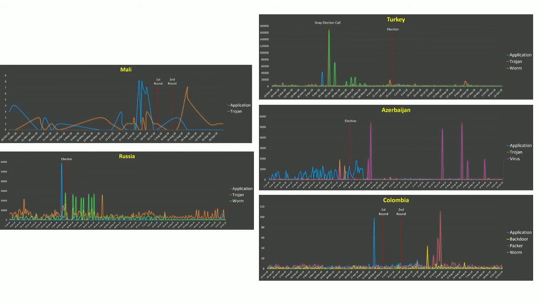But then it's followed by worms, which is followed by Trojan, right? So in other words, reconnaissance, then propagation, then leveraging compromise for some purpose, right? If you go up to Turkey, you can see the same application, worm, Trojan. And it's nicely correlated with not only the election announcement there, but the election itself, right? Azerbaijan is a bit different, but you can see again, roughly speaking, applications, Trojans, and virus, right?